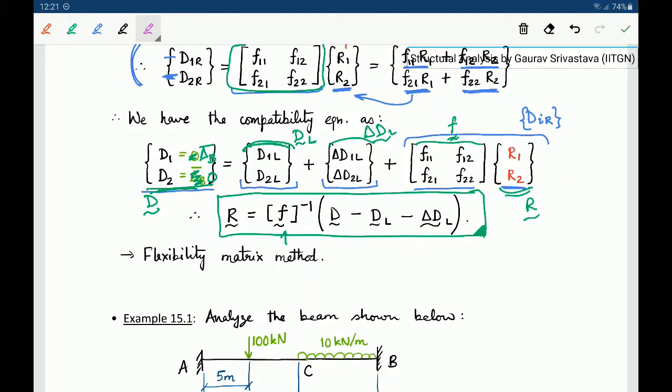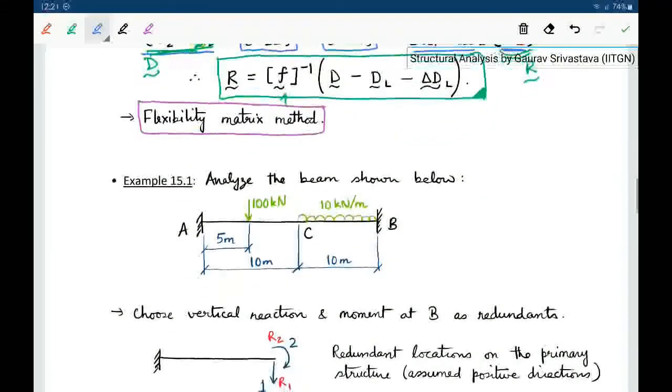So this particular approach, the generalized approach, is called the flexibility matrix method. Okay, and because now we are beginning to form a matrix which is the flexibility matrix of the system, this method is called the flexibility matrix method, and this is a generalized force-based method of solving such problems.